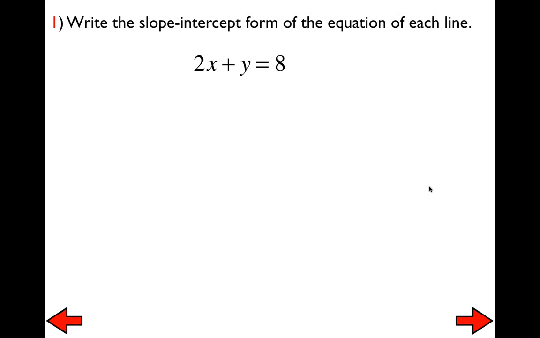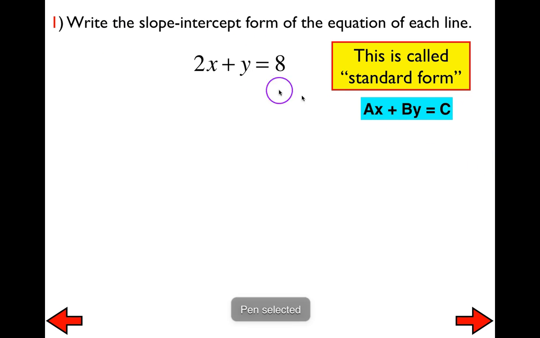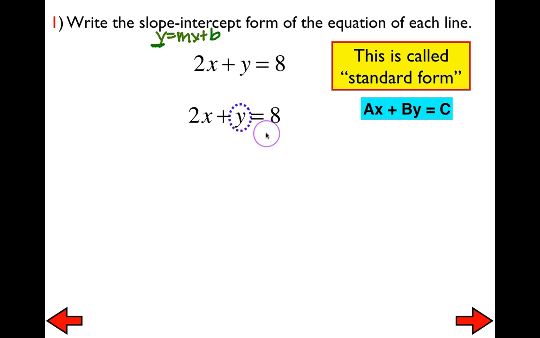Okay, so now moving on to the very first official problem. We're going to be asked to write the slope-intercept form of the equation of the line. Right now, this is currently in what we call standard form. If you remember, that's basically ax plus by equals c. So first things first, since I am trying to get into slope-intercept form, just a friendly reminder, that's y equals mx plus b. So essentially, I'm trying to solve for y. I'm trying to isolate y. So I'm going to go ahead and circle y, because that's what I'm trying to isolate. I need to get rid of everything else.